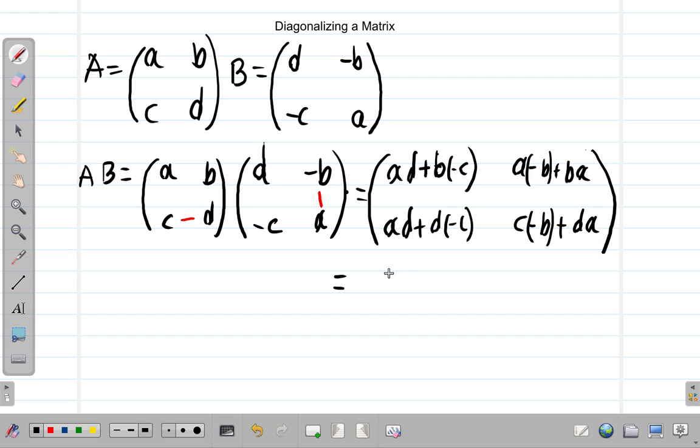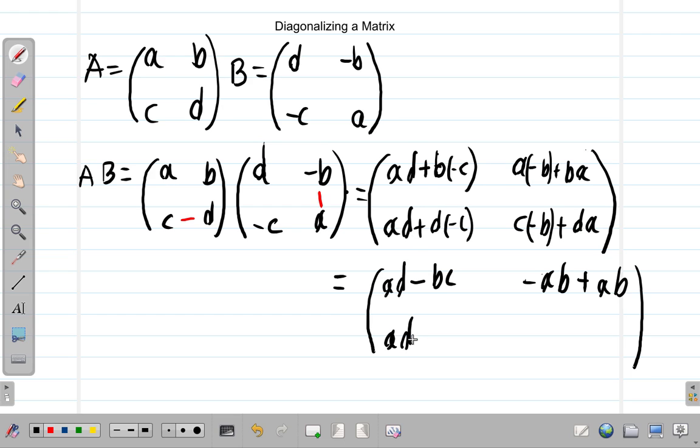Alright, what do we have here now? AD. But when you say plus B times negative C, it works out to be minus BC. What about this? A times negative B. A times negative B is negative AB. Negative AB plus BA, same as AB. Then here, AD, so it's AD here, plus, then what you get is negative DC.